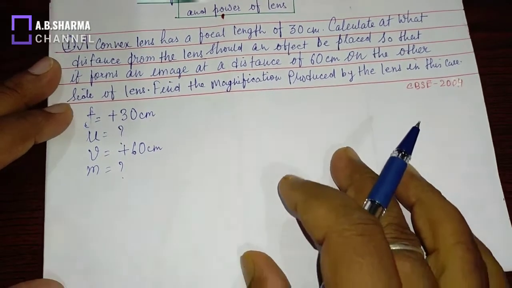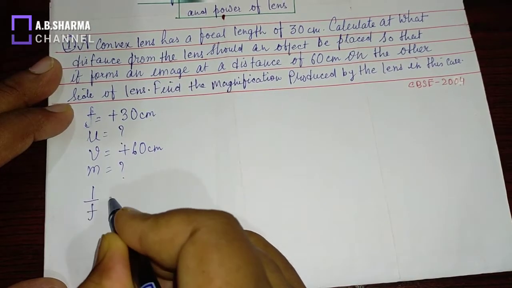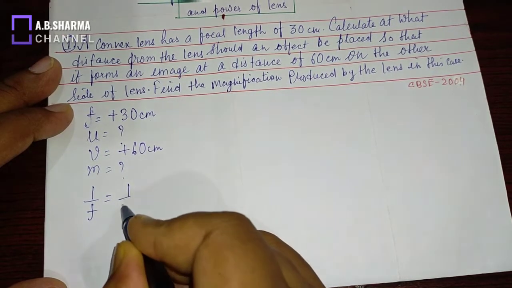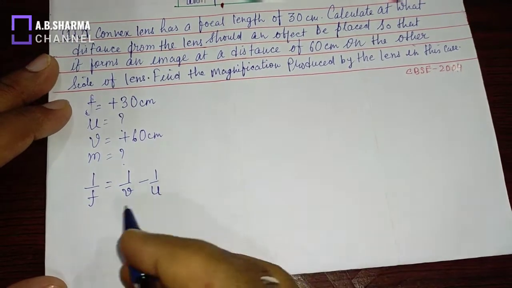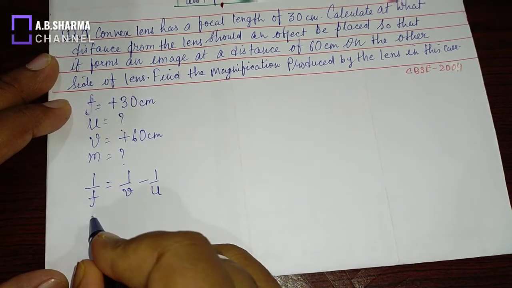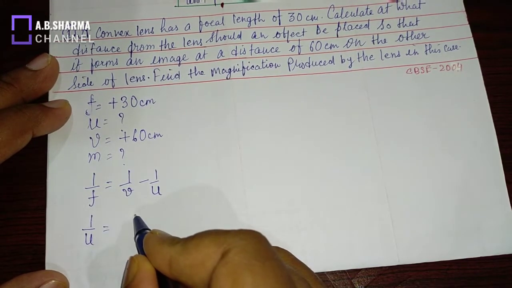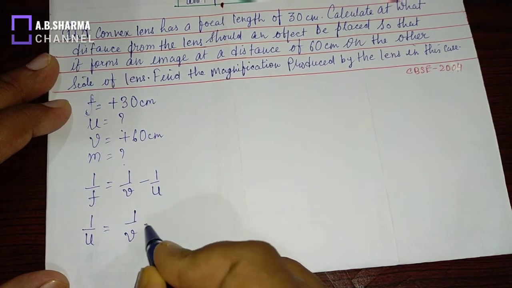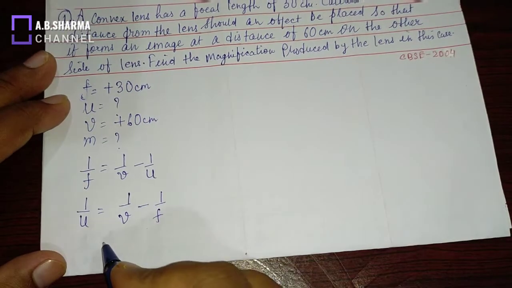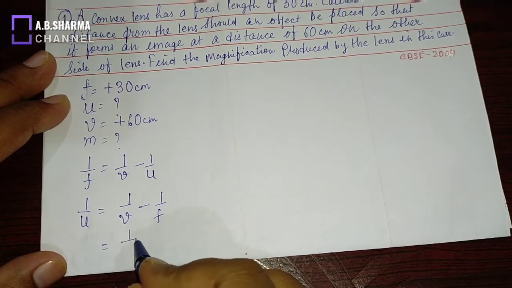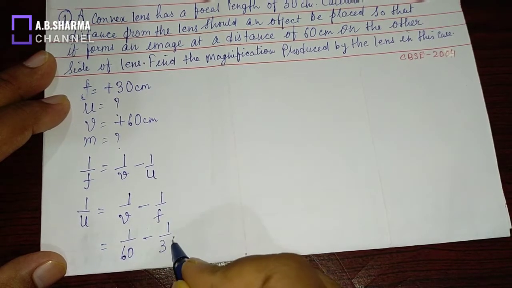Magnification. So using the lens formula, what is the lens formula? Lens formula is 1 over f equals to 1 over v minus 1 over u. This is the lens formula. Must remember this. So we have to calculate 1 over u. This will be equals to 1 over v minus 1 over f by transposing. Now putting these values, this will be 1 over 60 minus 1 over 30.